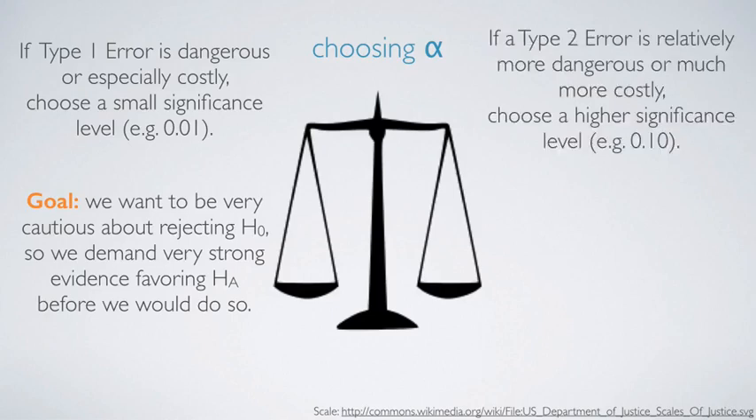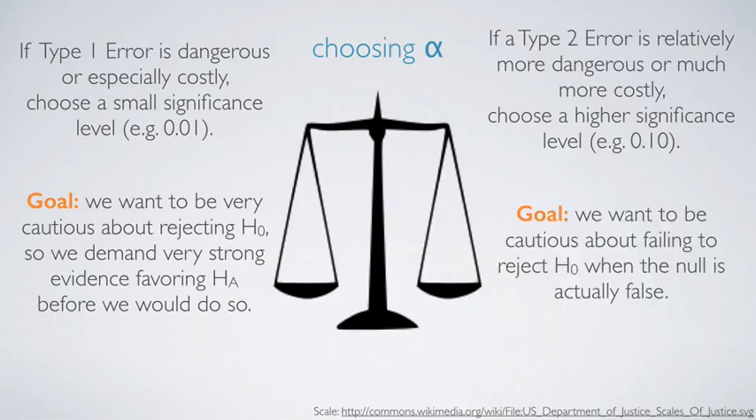If, on the other hand, the type 2 error is relatively more dangerous or much more costly, then we want to choose a higher significance level, because increasing our significance level will in turn have the effect of decreasing our type 2 error rate. The goal in this case would be that we want to be cautious about failing to reject the null hypothesis when the null is actually false.